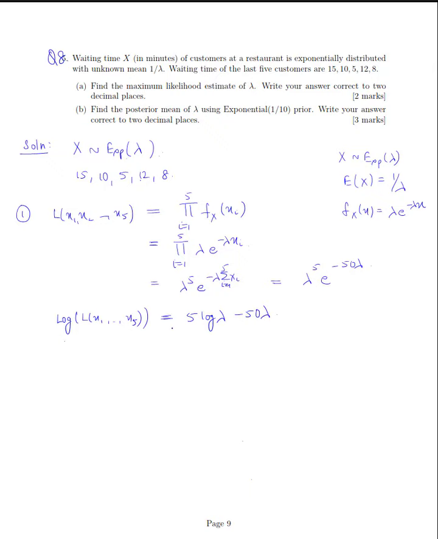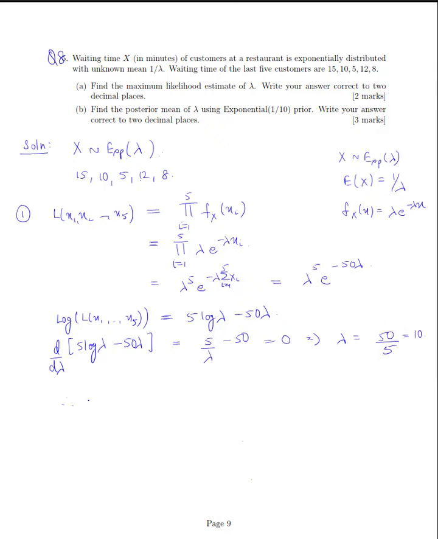Once we find the log likelihood function, we differentiate it to get the value of lambda that maximizes the likelihood function. Now let's differentiate with respect to the parameter lambda. So d upon d lambda of 5 log lambda minus 50 lambda becomes 5 by lambda minus 50. Now equate this to 0. So it becomes lambda equals 50 by 5, so this is 10.